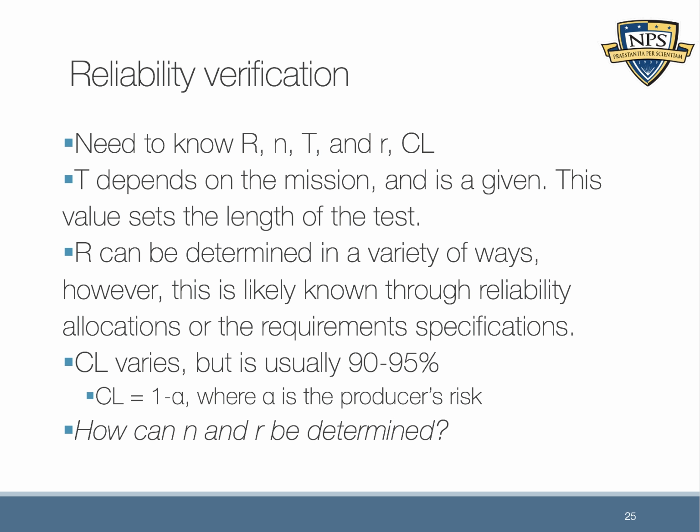And the confidence level is related to the producer's risk, which is 1 minus alpha. Alpha is the chance of rejecting a unit, so kind of throwing a unit away, given that it was a good unit. So that's part of the calculation here. And that alpha value is usually 5 to 10%, which puts the confidence level between 90 and 95%. I would say the most common is probably 95%. So then the remaining variables are n, the number of samples, and r, the allowable failures. And so the question becomes, how can we determine those?